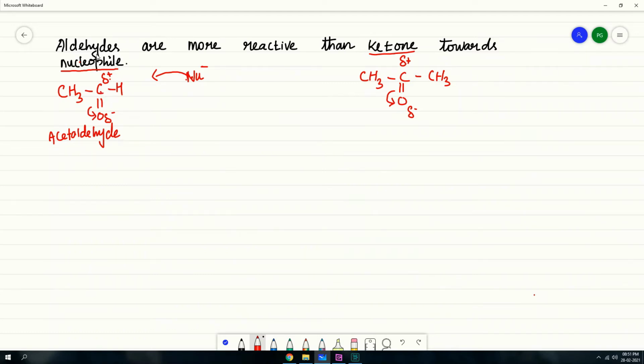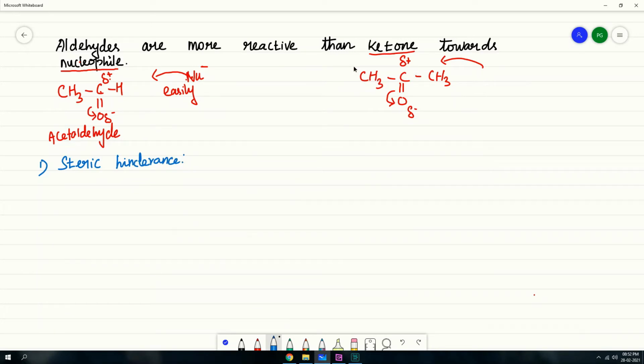We have to compare why aldehydes are more reactive than ketones. That means a nucleophile can more easily approach an aldehyde than a ketone. Why? We have two reasons for this. The first reason is steric hindrance.